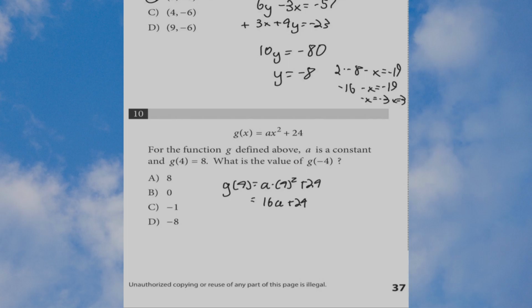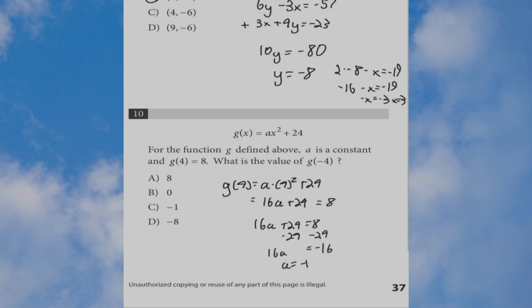We know this is equal to 8. So now we can try to solve this equation for a. 16a plus 24 is equal to 8. Subtract 24 on both sides. We have 16a is equal to negative 16 here, and then we know a is equal to negative 1.